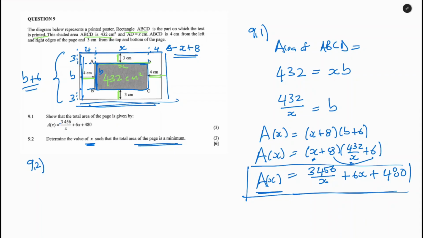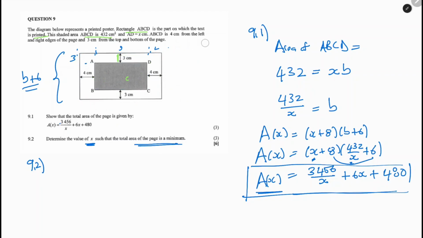Firstly, let's just get a sense of what we're doing here. We can see that, as we know, this area here is 432 and that's X. So if X is bigger, then that means this side here gets shorter. So the area of the whole thing is indeed dependent on how long AD is. Okay, let's get back to solving.